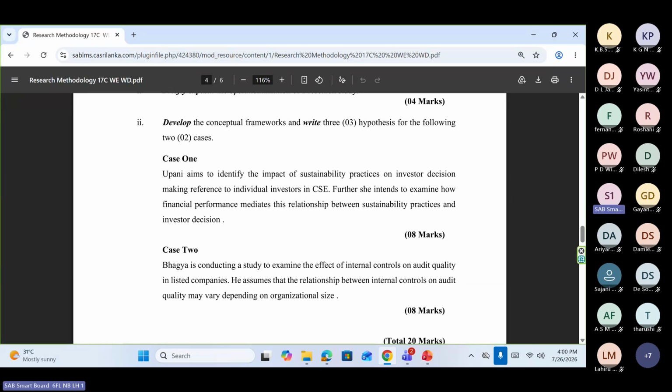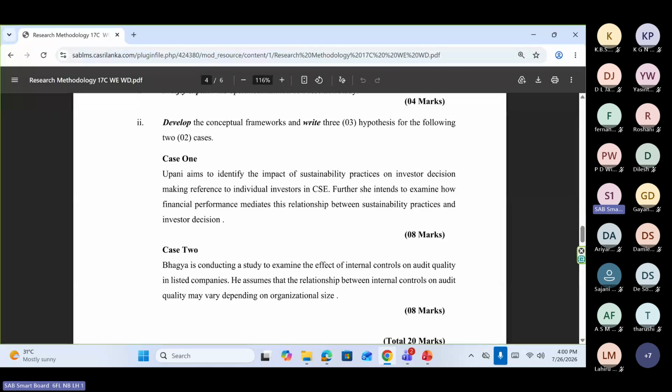The aim is to identify the impact of sustainable practices on investment decisions, making reference to the individual investments in series. From there, you can identify what is the independent and what is the dependent level. The independent one is sustainability practices. Then one I would say is very important.